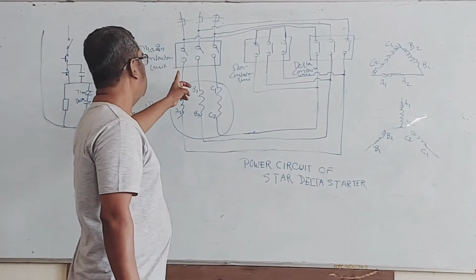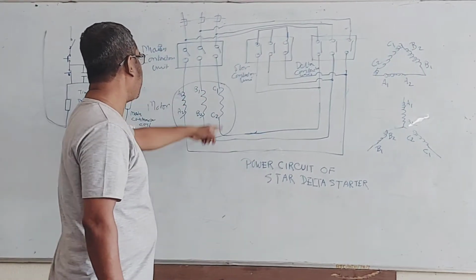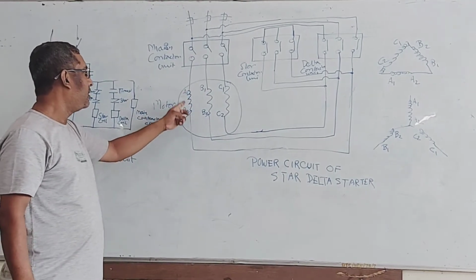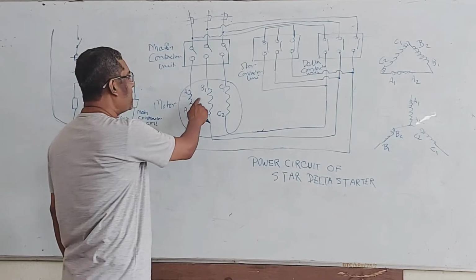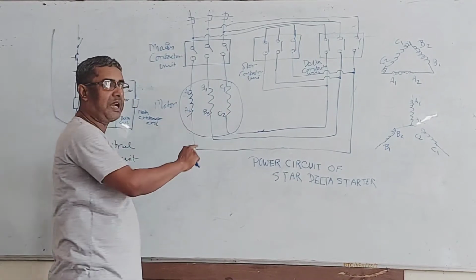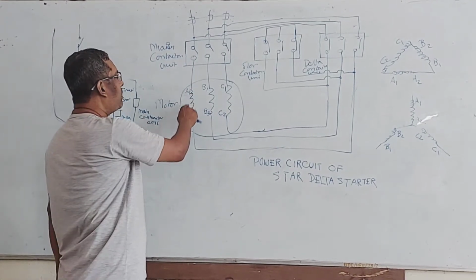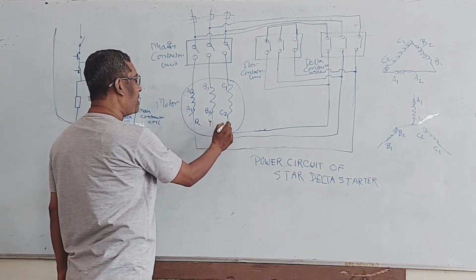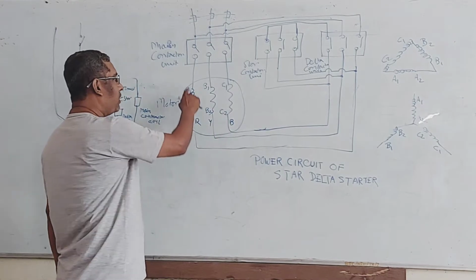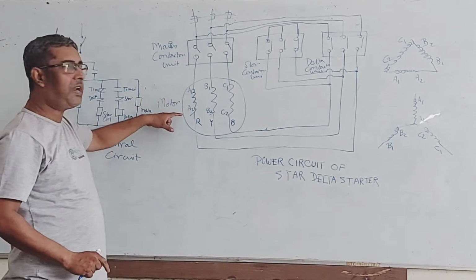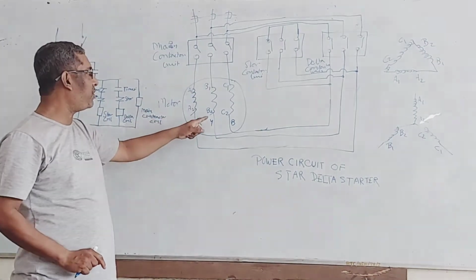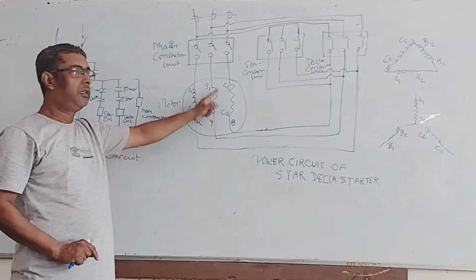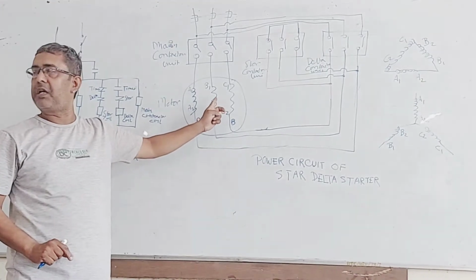Now, here I have shown a three-phase motor. It has three windings, three phases. This one is one phase, this one is another phase, and this one is another phase. Suppose the first phase is the red phase, this is the yellow phase, and this is the blue phase. The winding of the first phase is A1, A2, the winding of the second phase is B1, B2, and the winding of the third phase is C1, C2.